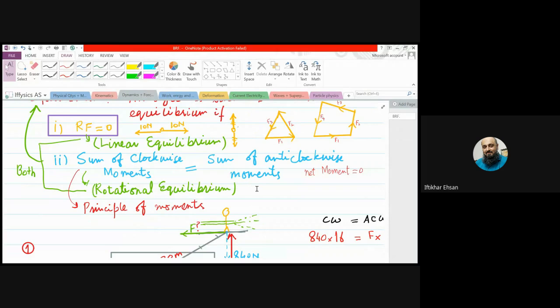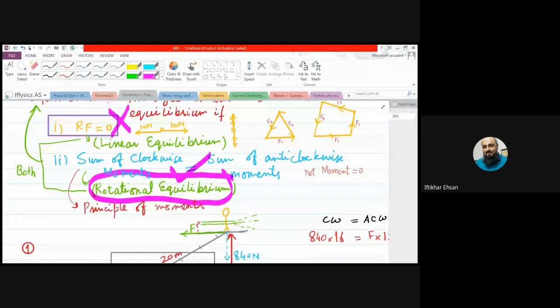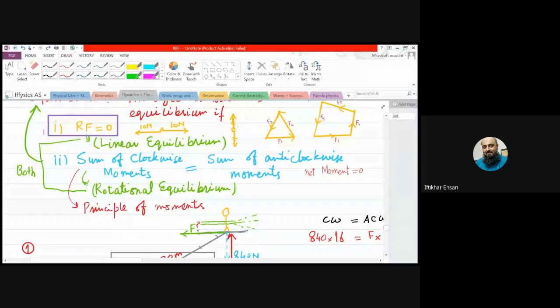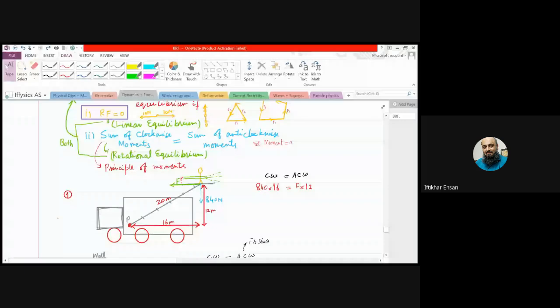Sometimes we will see the clockwise moment is equal to the anti-clockwise moment, but the resultant force is not zero. Then it is in rotational equilibrium. It is not complete equilibrium. So for complete equilibrium, both conditions should be fulfilled: the resultant force should be zero as well as the clockwise moment equal to the anti-clockwise moment. Clear? Now we are going to discuss some examples of this.